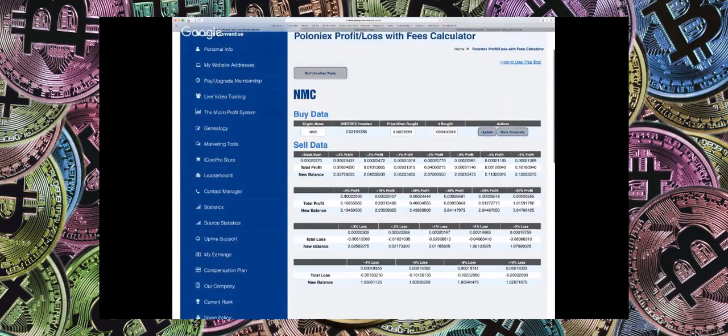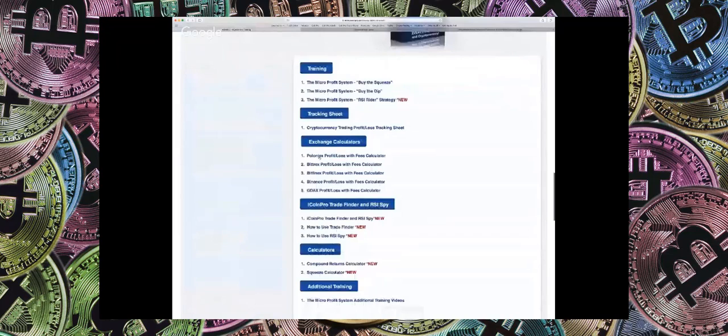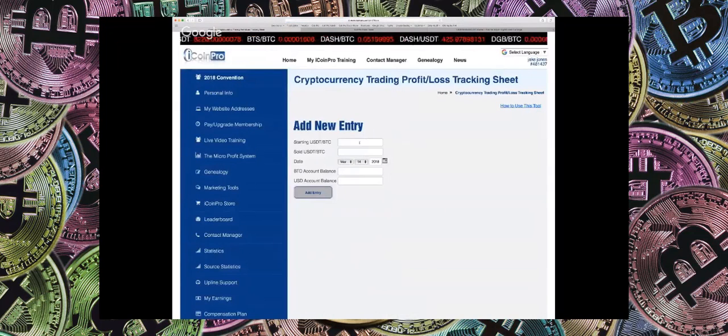And you'll see we actually have calculators for Polo, Bittrex, Bitfinex, Binance, GDAX, and obviously upon request, we can add other ones pretty quickly, but these are the main ones that people have requested. Another nice tool here is you can track your entire crypto portfolio.